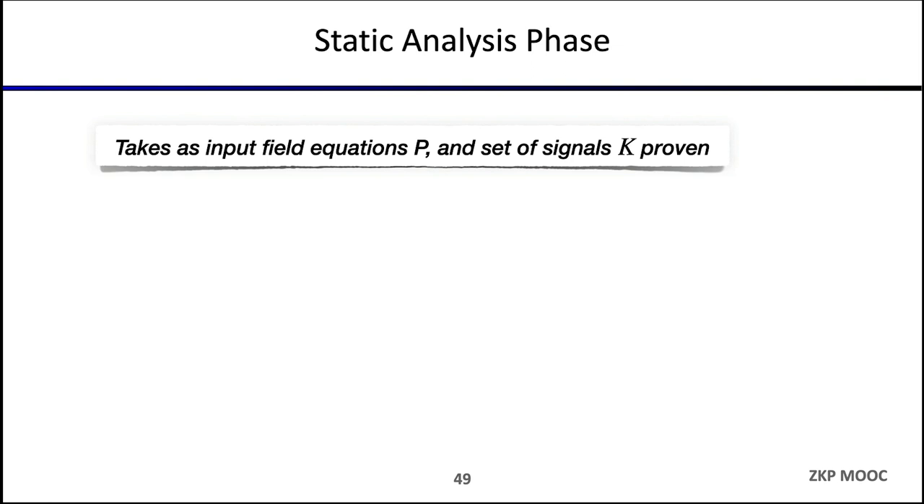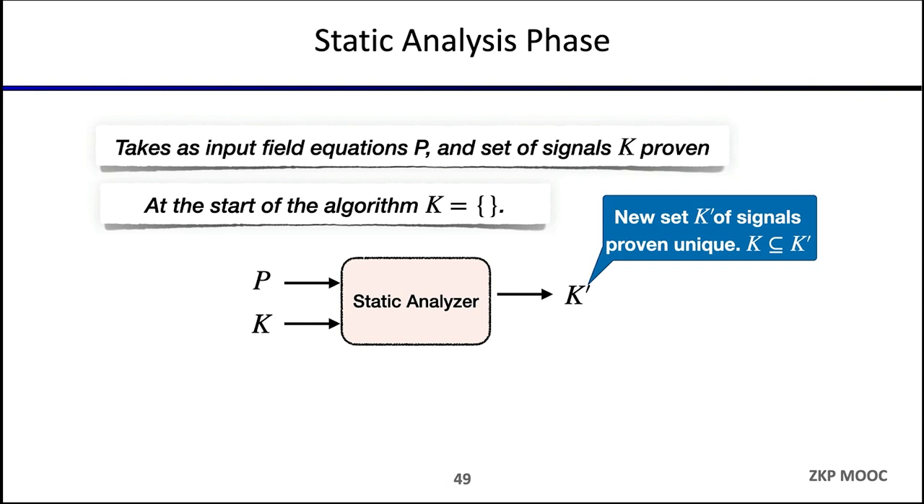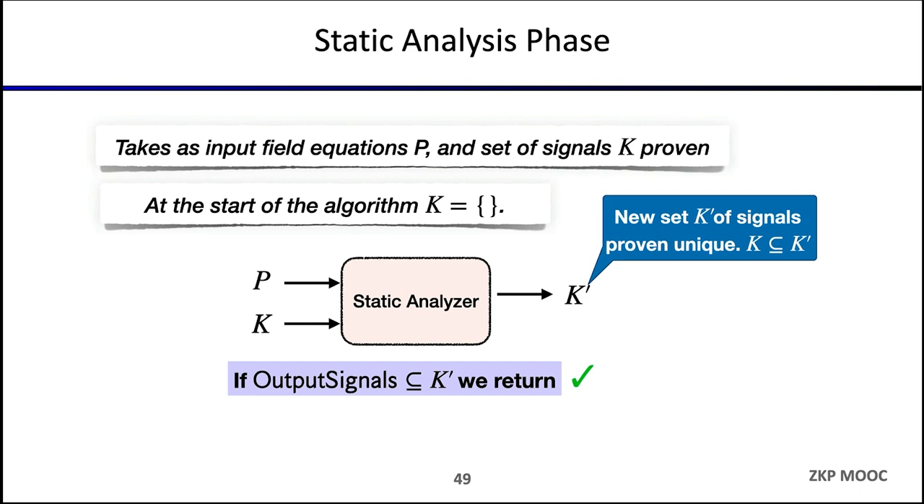The static analysis phase of PyCus takes as input the polynomial field equations P along with a set K of signals that have been proved to be well constrained by PyCus so far. At the very beginning, the algorithm initializes K as empty. Given those inputs, the static analysis engine will generate an updated set K prime, saying that all the signals in this set are proved to be well constrained. The invariant here is that K prime should always be larger than K, demonstrating that at every iteration it grows the set of signals proved to be well constrained and is actually making progress. If the set contains the output signal, we return a check mark, meaning that PyCus terminates and concludes that the circuit is properly constrained.